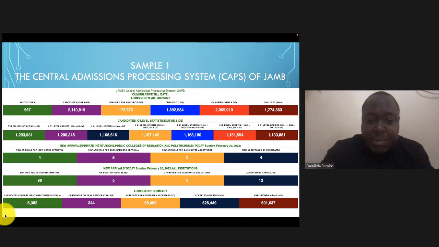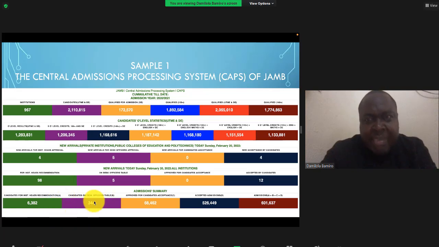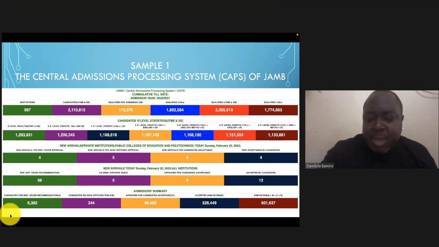For example, let me give you an example. If candidates on the desk officer table, if you look at the bottom of your screen, you see 344. If this number exceeds 500, the director of admission is going to get a message saying you have exceeded the minimum quota for today. Please get your officers to get in there and work on these admissions. So when some of these numbers begin to go beyond what they should be, the system is capable of sending messages to say something is wrong.